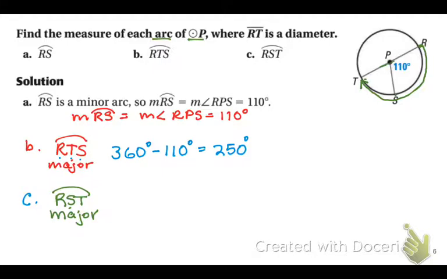Now, we look at that and we say, aha, the line RPT is a diameter, and actually that's given up there. So if RPT is a diameter, then what does this measure have to be? If you remember from the previous slides, the measure of a semicircle, doesn't matter how big or small the circle is, is always going to be 180 degrees.